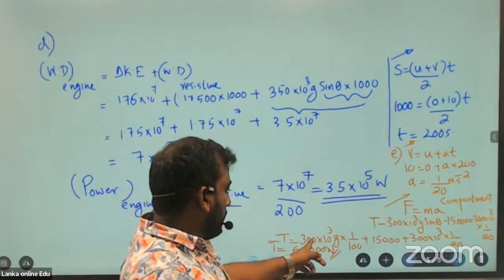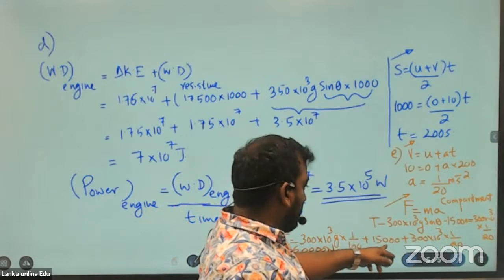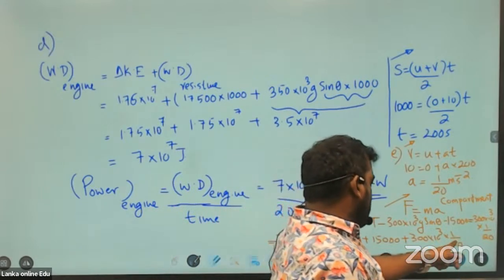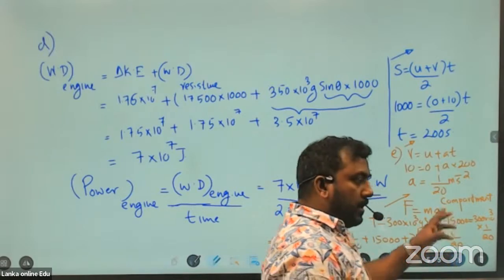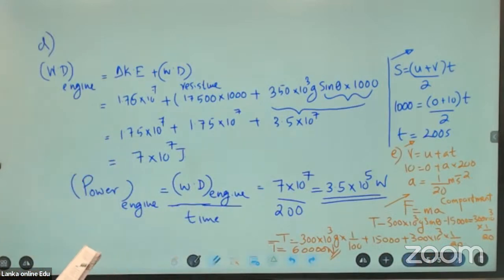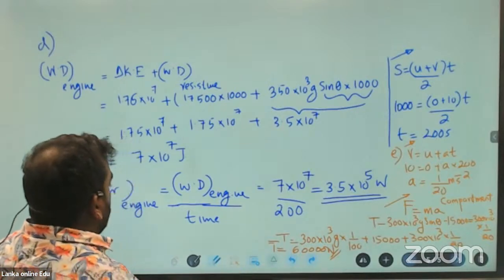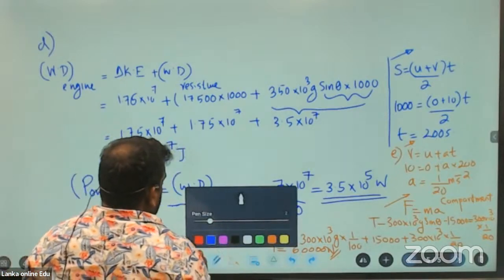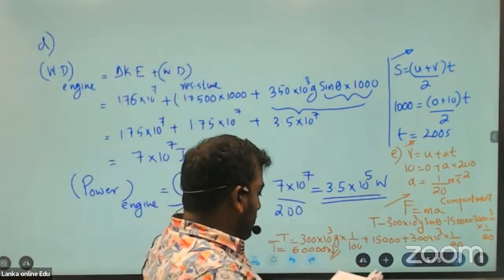You can simply calculate: 30,000 there, 15,000, 45,000; 45,000 plus 15,000 is 60,000. Tension in the cable by the engine is 60,000 newtons. Okay, now. So there you go. Question number 4 completely done.